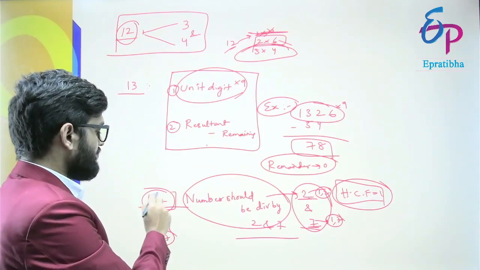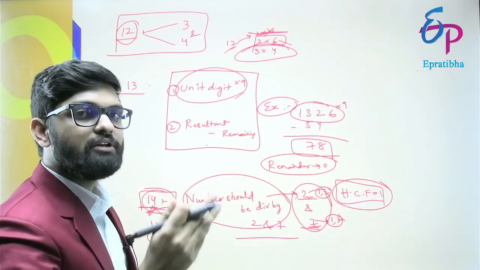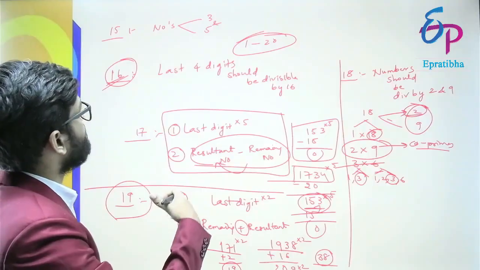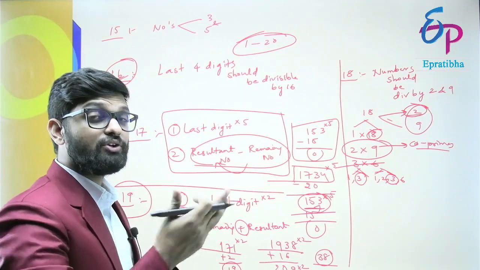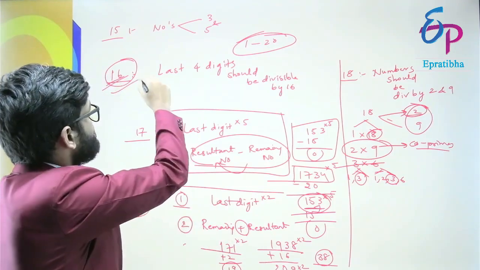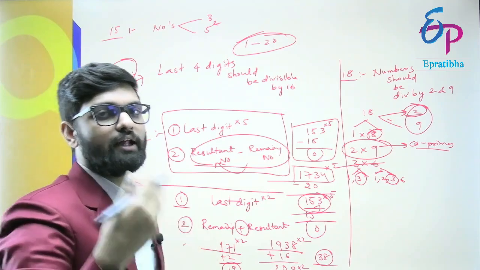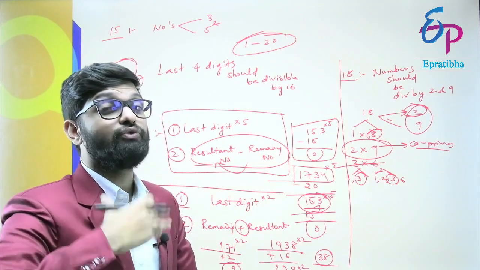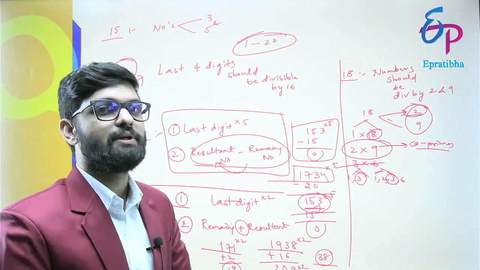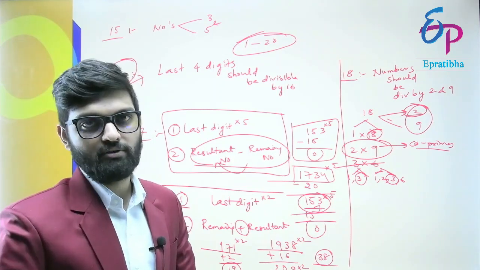How can you tell whether a number is divisible by 14 or not? The number should be divisible by both 2 and 7. How can you tell whether a number is divisible by 15 or not? The number should be divisible by both 3 and 5. Now how can you tell whether a number is divisible by 16 or not? You have to see the last 4 digits of the number. If the last 4 digits are divisible by 16, then the entire number is divisible by 16.